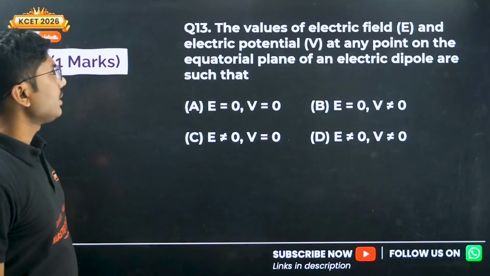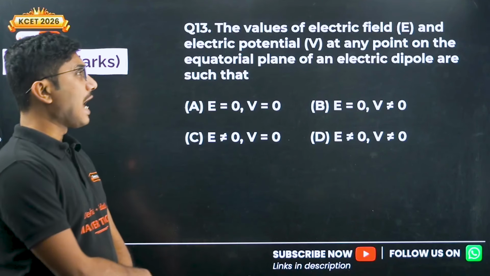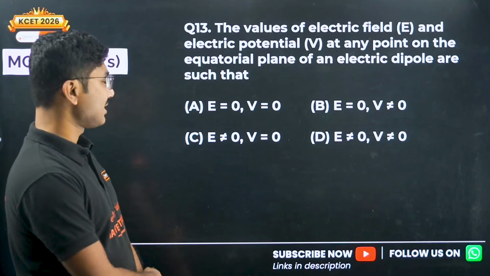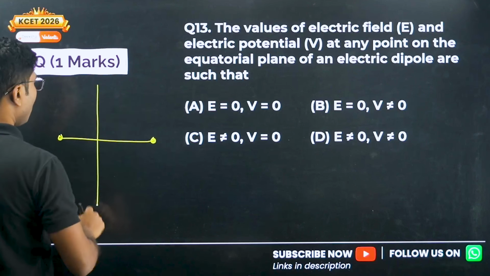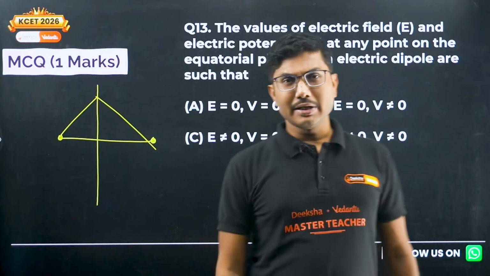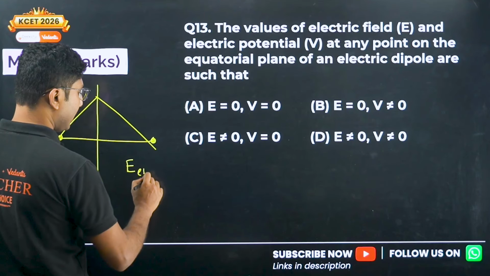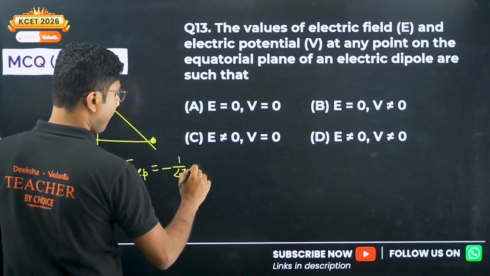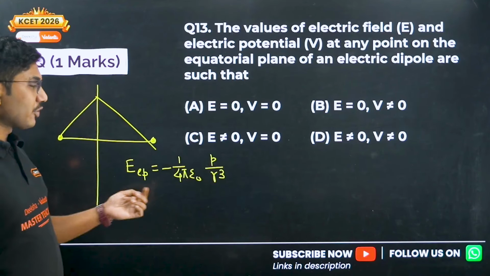Next question. The values of electric field E and electric potential V at any point on the equatorial plane of an electric dipole are such that... On the equatorial plane of a dipole, what is the electric field, what is the potential? On the equatorial plane, the electric field you already know, it is given by E equatorial equals minus 1 by 4 pi epsilon naught P by R cube. So this is the electric field on the equatorial plane.